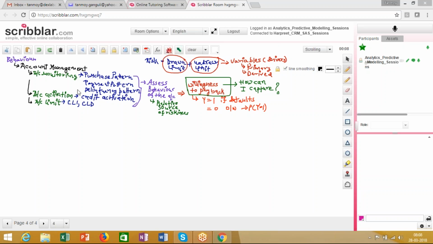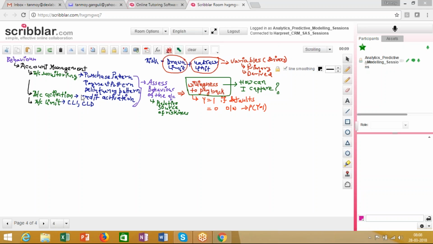Now within account management, as we had discussed, there are a lot of different activities that go around. One is obviously account monitoring. The second is account activation. The third is the account limit. So within account monitoring, what I try to monitor is the purchase pattern of the borrower, the payment pattern of the borrower, the delinquency patterns, and so on.